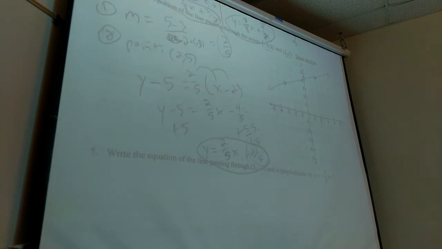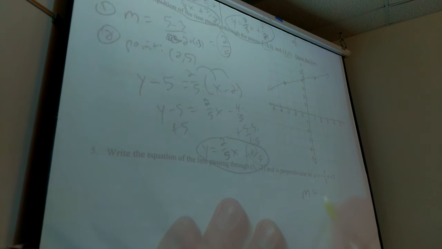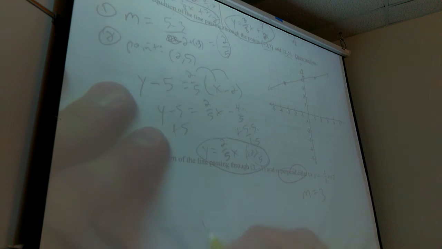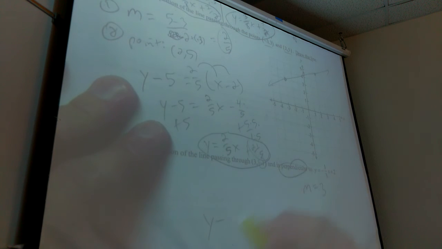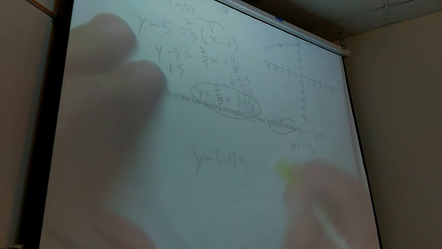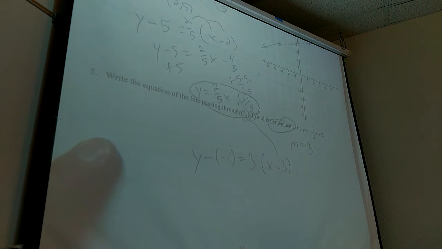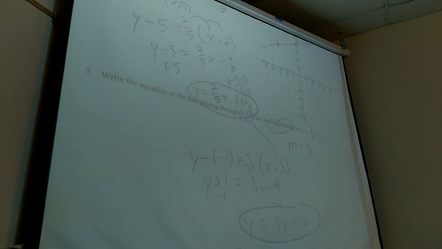Let's see. Our slope will be 3 because it's the negative reciprocal. So it'll be y minus the y piece equals m times x minus the x piece. And then it can distribute, do all that, subtract 1, and I get 3x minus 10. So if you graph this and you graph this, they would meet at 90-degree angles.